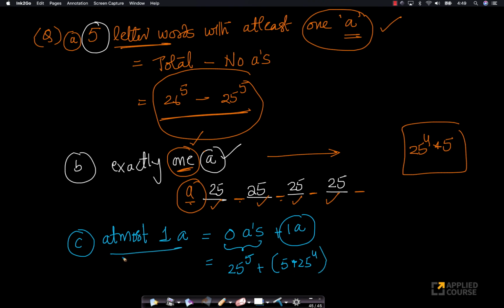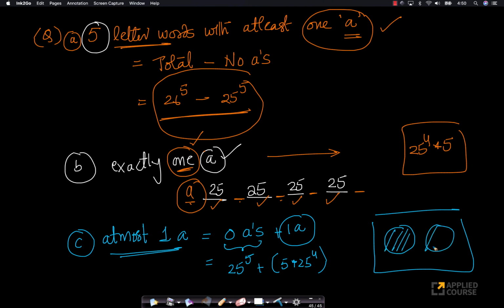So for at most 1 A, I can write it as 0 A's plus exactly 1 A. And these two are completely different sets. Think about it. The set of words which contain 0 A's and the set of words that contain 1 A have no intersection between them. So I don't have to apply the principle of inclusion-exclusion. They're two completely different sets, so I can just add them up like this, right?